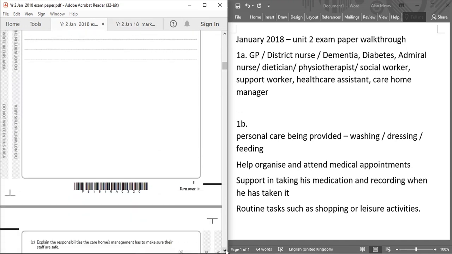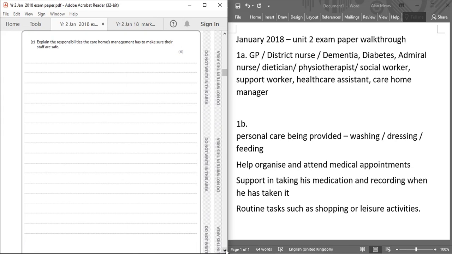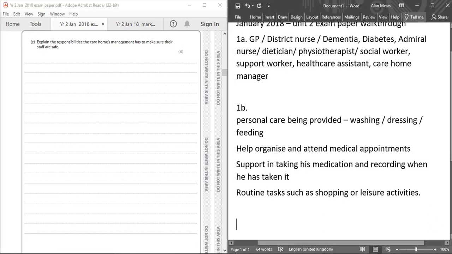So that moves us on to 1C. Now, 1C takes a little shift in the context because the question here says, explain the responsibilities the care home's management has to make sure their staff are safe. So again, we're not talking about Bill. This is the manager of the care home, and generally their responsibilities to people like Rasheen, who are care assistants working in that home. So again, you kind of need to imagine yourself as a manager in a care home.